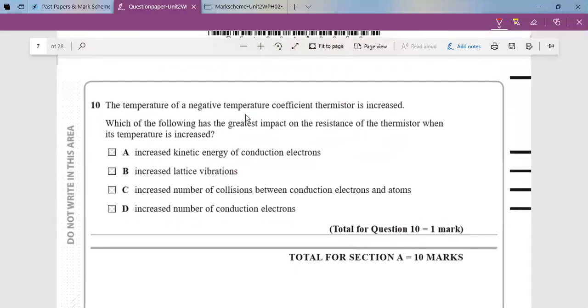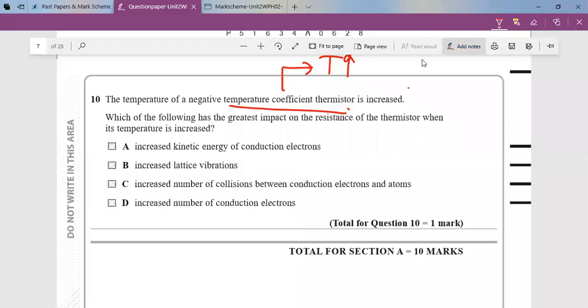The temperature of a negative temperature coefficient resistor is increased. Okay, negative temperature coefficient actually means that... wait, we missed a question. Yes. Okay, the temperature of a negative temperature coefficient resistor is increased. What does negative temperature coefficient mean? As the temperature rises, the resistance has to fall. So as its temperature rises, resistance will fall.